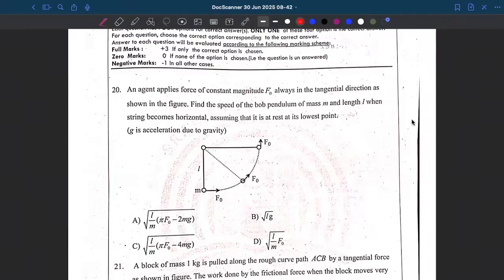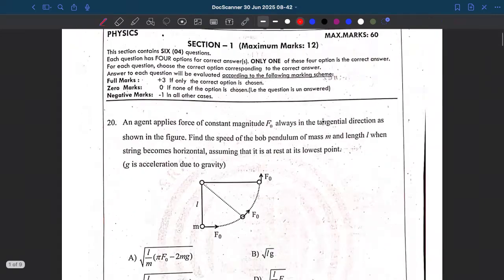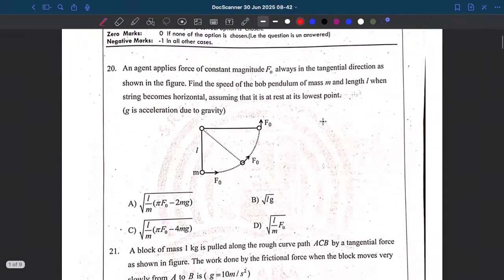So this is your question paper, VAT question paper 7. Now let us go with question number 20. What is happening here is an agent applies a force of constant magnitude F0, always in the tangential direction, you know how to do. Find the speed of the bob of the pendulum of mass m and length L when the string becomes horizontal.